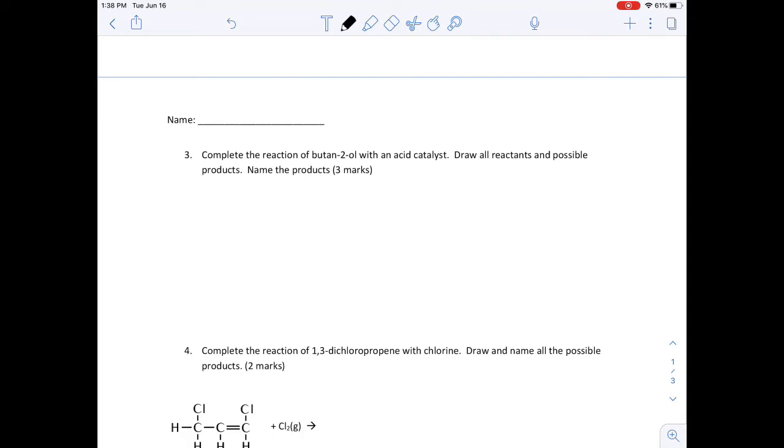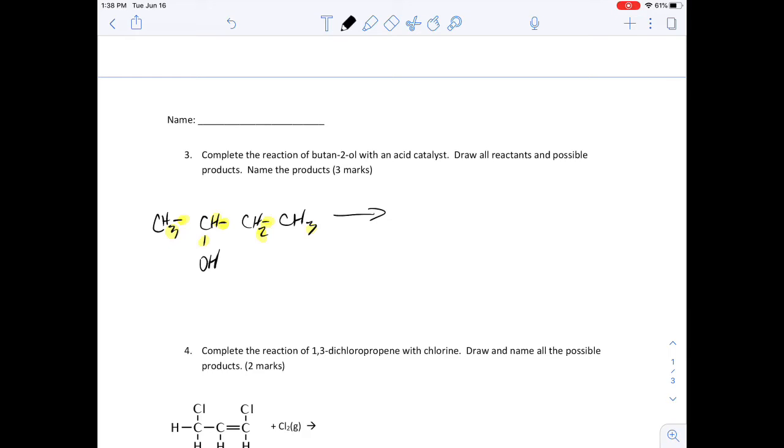Now, this question says, complete the reaction of butane-2-ol with an acid catalyst. Draw all reactants, possible products. So I'm going to first start with my butane-2-ol. So I got my hydroxyl here, so I'm going to get these hydrogens, fill it up. And so each carbon's got a total of 4 bonds, right? So if this bond is here, then we get 3 hydrogens. This second one has 1, 2, 3, and then the fourth is a hydrogen. The next one has 1, 2, 3, 4, and the final one has 1 and then 3. So those are going to react. It's got a catalyst, and there's nothing else to react.